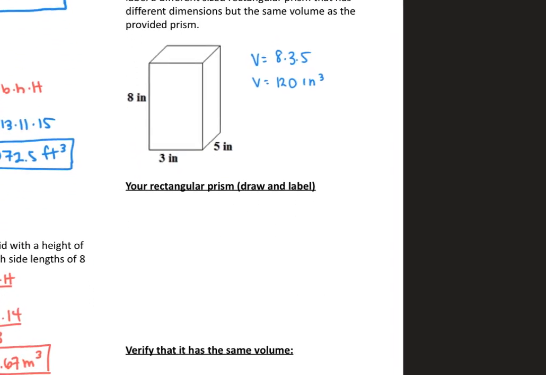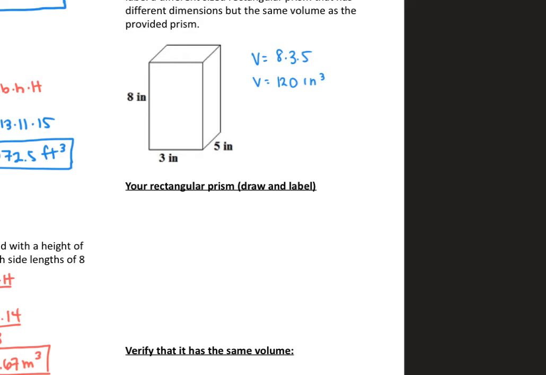So what we need to do is figure out a rectangular prism with different dimensions, but that still has a volume of 120. So the easiest way to do this is to make a factor tree, and you can basically break down 120 into 3 factors. So for instance, when I see 120, I think 12 times 10. And then you can choose one of these numbers to break down further. So I could break down 12 into 3 times 4. And once you do that, now we have 3 numbers that multiply to make 120 that we can use as our dimensions for our rectangular prism.